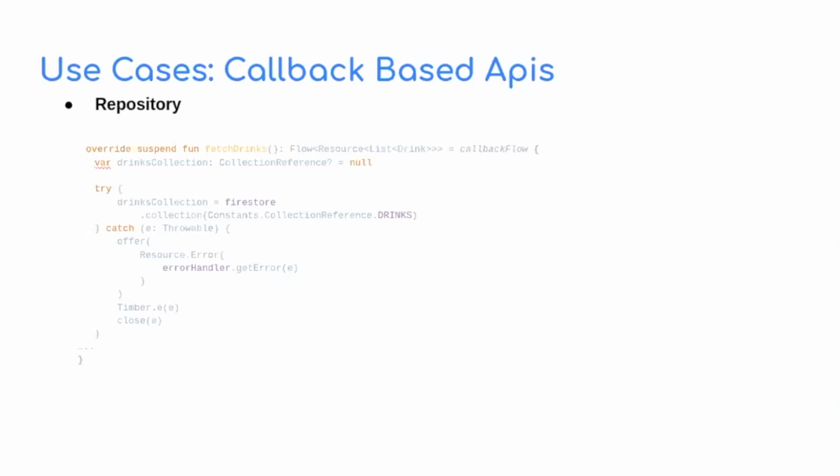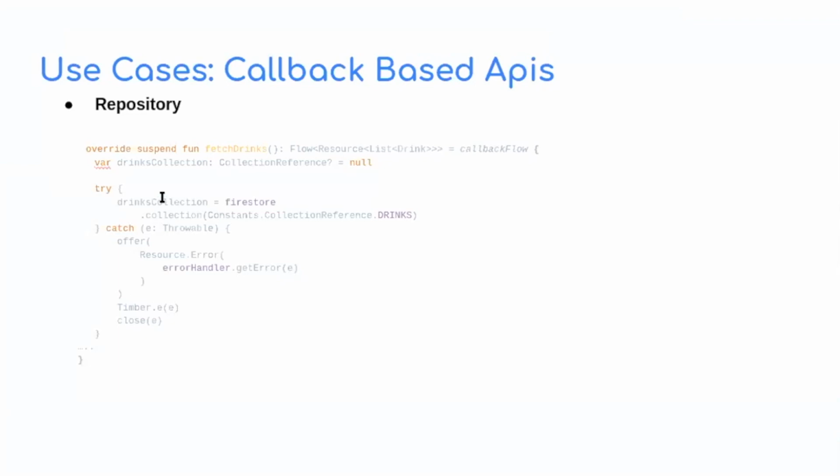A callback flow converts a callback-based service into a flow. So we are able to listen to changes as they come, synchronously or asynchronously, from our Firebase and emit them to all our consumers. The goodness about callback flow is that you can close it at any given time.